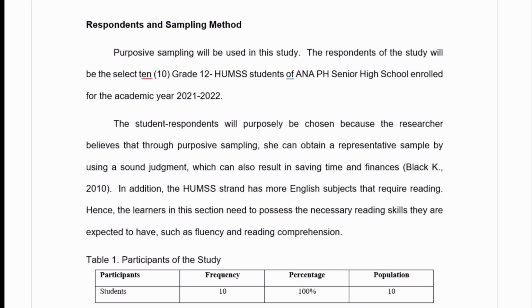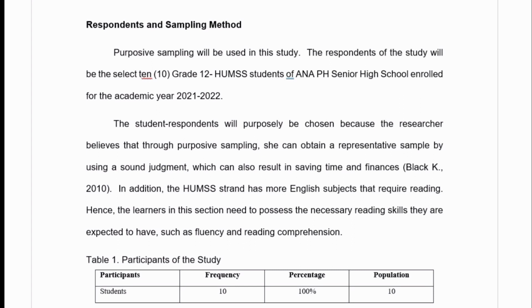Respondents and sampling method. Purposive sampling will be used in this study. The respondents of the study will be the select 10 grade 12 PUM students of Ana PH Senior High School enrolled for the academic year 2021-2022. The student respondents will purposely be chosen because the researcher believes that through purposive sampling, she can obtain a representative sample by using a sound judgment, which can also result in saving time and finances (Black, 2010). In addition, the HUMSS strand has more English subjects that require reading.